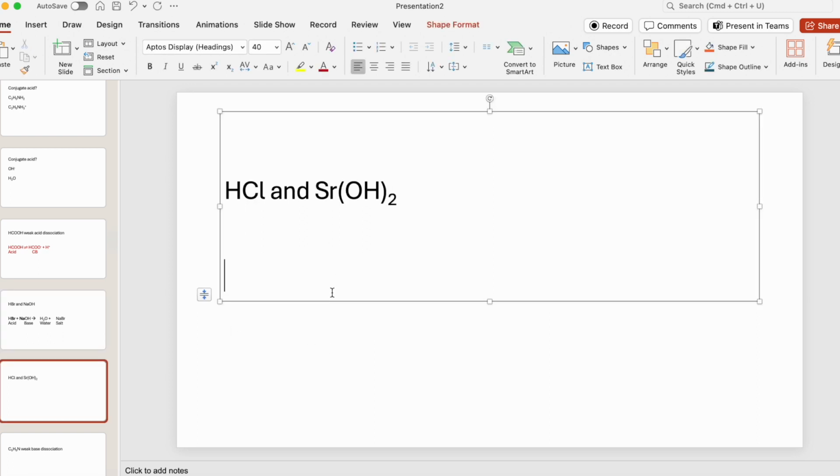This one's going to be a little more different. So HCl pairs with strontium hydroxide. Look at this 2 here. Keep that in mind. So if I add my HCl, which is my acid, and I add that to my strontium hydroxide, again, 1 arrow because it's neutralization. What's going to go together? Well, let's bold it. So my Cl is going to go with my strontium.